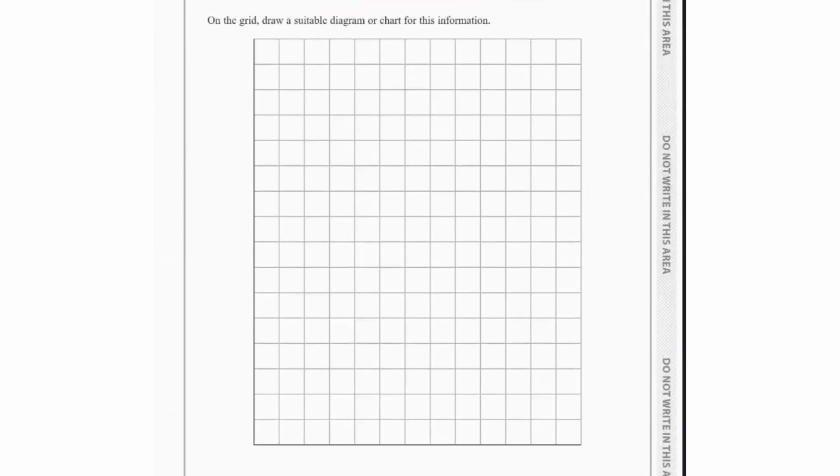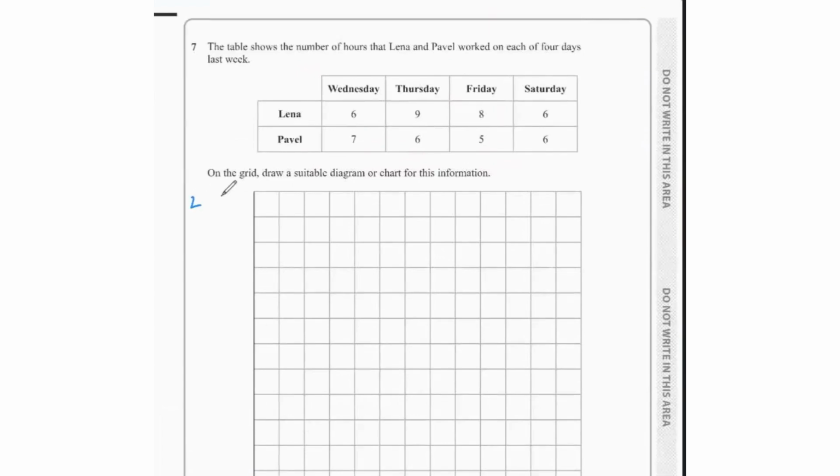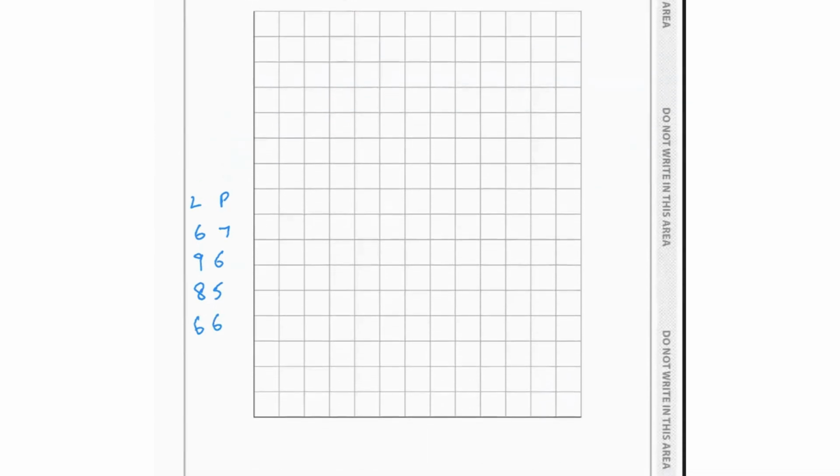So we can do it like this. First, we can write the values. 6, 7, 9, 6, 8, 5, 6, 6. So that's 0, 1, 2, 3, 4, 5, 6, 7, 8, 9. This is our number of hours.